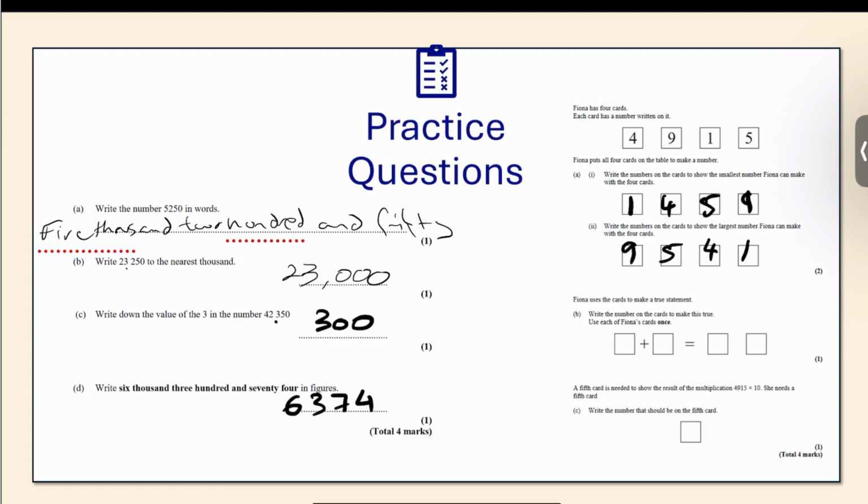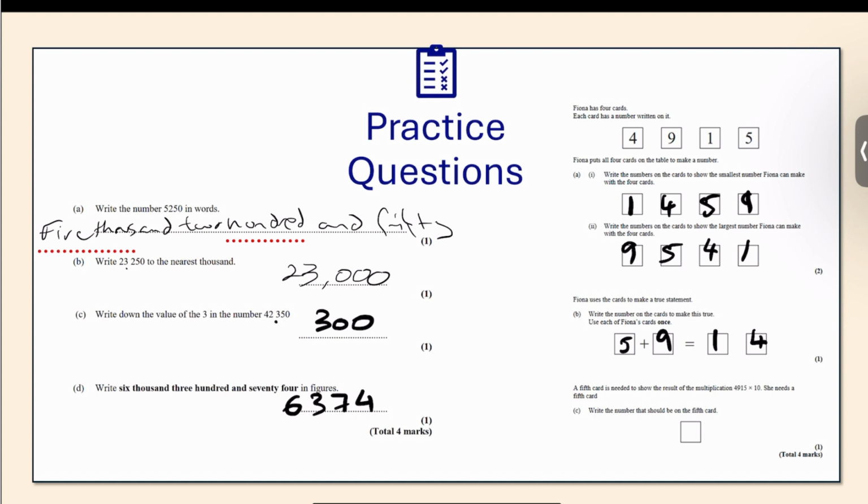Right. Then we've got Fiona uses 2 of the cards to make a true statement. Write down the numbers in the cards to make the statement true. Use each of Fiona's cards only once. So, for instance, if I did 4 add 9, then I would end up with 13, which is not the numbers I've got on the other side. However, if I did 5 add 9, I end up with 14. And that's all of the numbers that Fiona's got, only used once. So just have a little think, what combinations could we get?